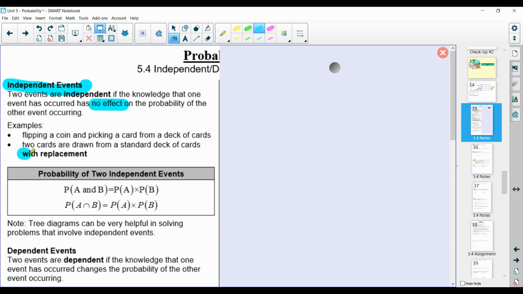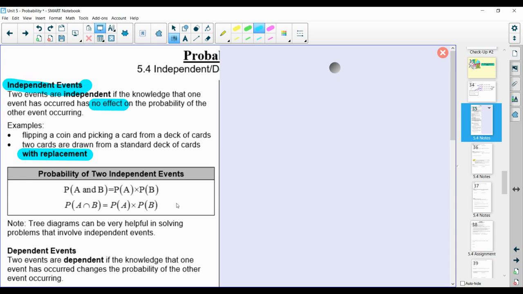I could also talk about rolling a die and flipping a coin. The outcome of rolling the die will have no impact on the outcome of flipping the coin. Another one that's quite common is when we're talking about 2 cards with replacement. If I draw a card out, look at it, put it back, and then draw again, I haven't changed the amount of cards in the deck, so I haven't impacted my outcome for the second round.